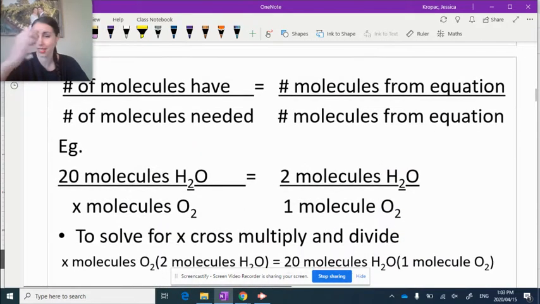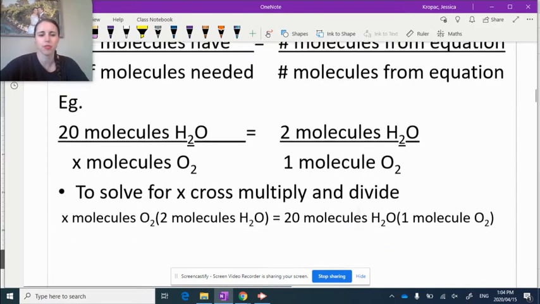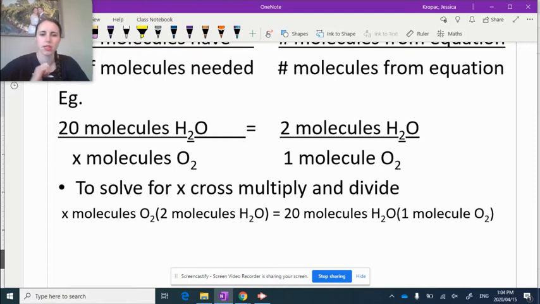All right, so our next step, we are going to have to go through and solve for this. In order to solve for this, we are going to do something that you might remember from math, and that's going to be cross multiply. So cross multiplying looks like this. I'm going to multiply these two things, and I'm going to multiply these two things.